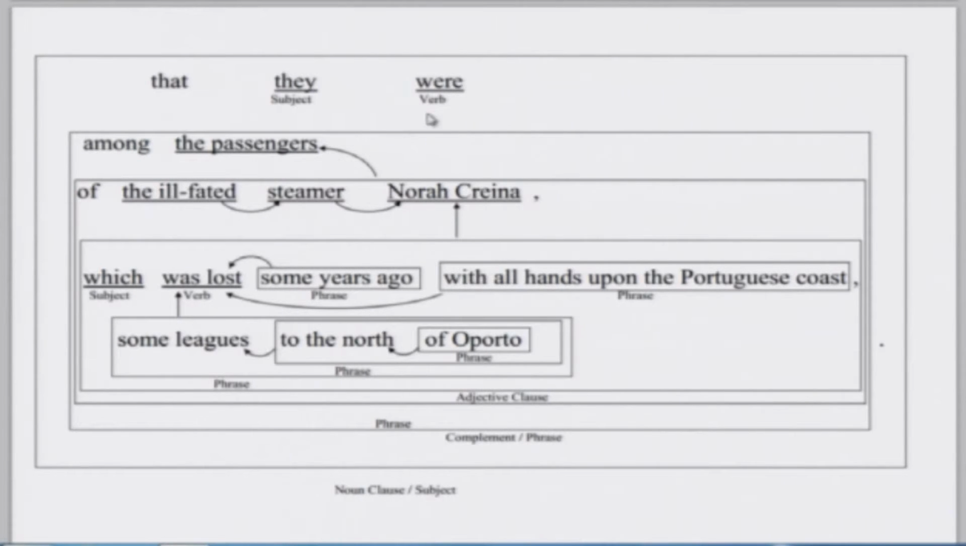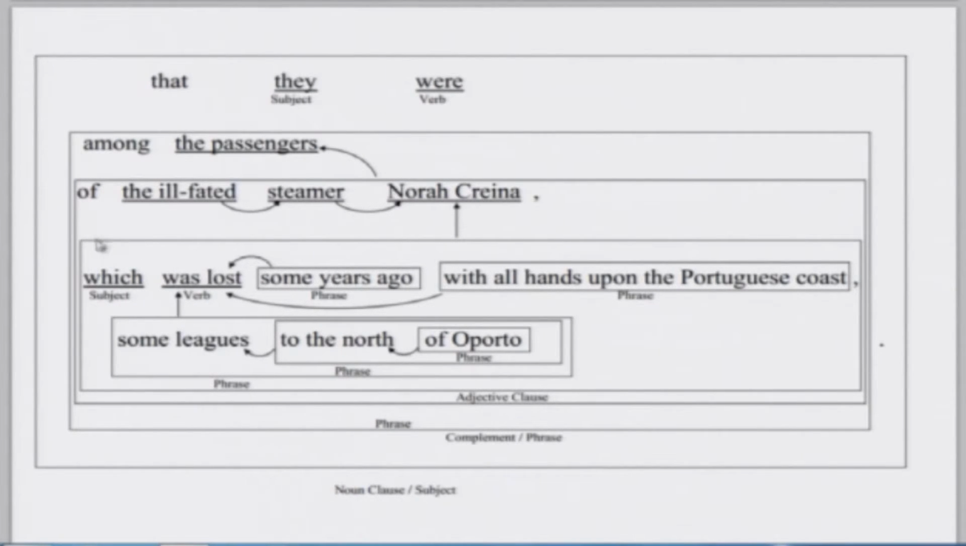That they were something, complement. Okay. And what is that? Among the passengers, another phrase inside that. So this is a phrase. And inside that, another phrase: of the ill-fated steamer Nora Kraina. Now, Nora Kraina is being particularly specified so that people do not confuse it, to remind the reader that this is that Nora Kraina which came in news for such and such reason, which was lost.